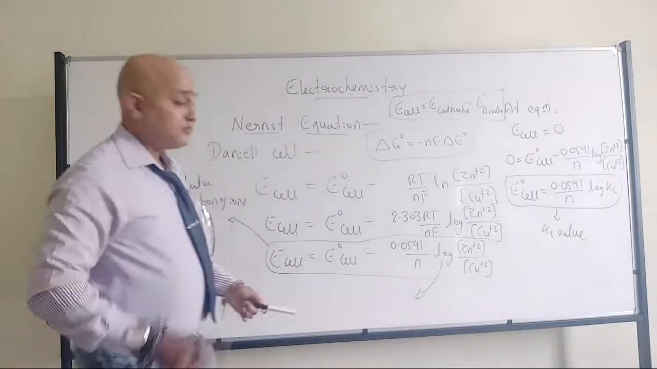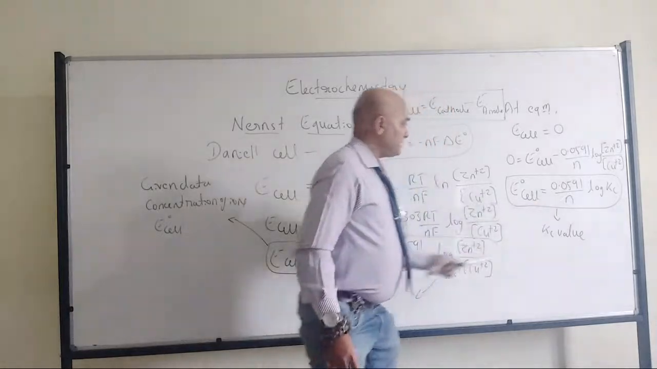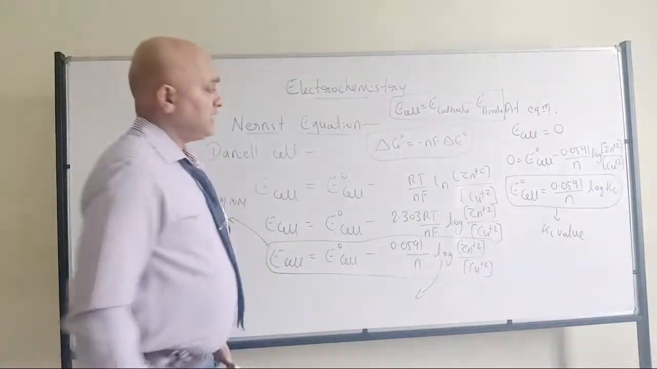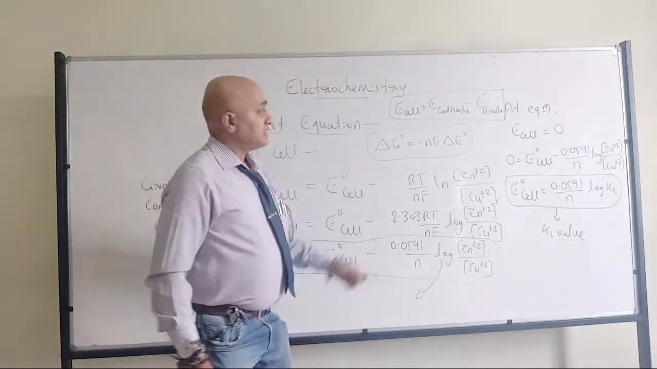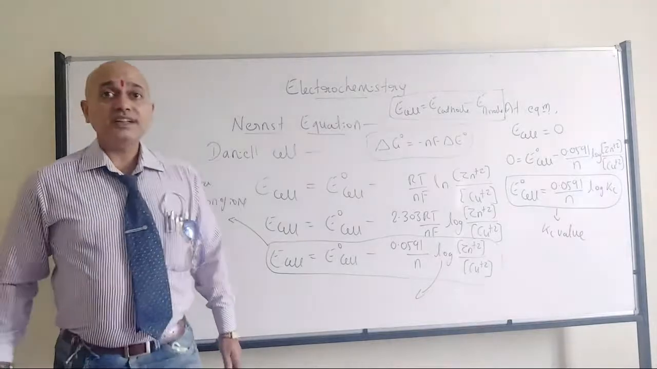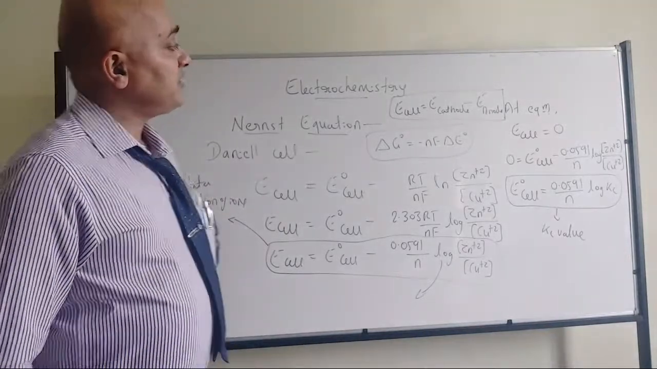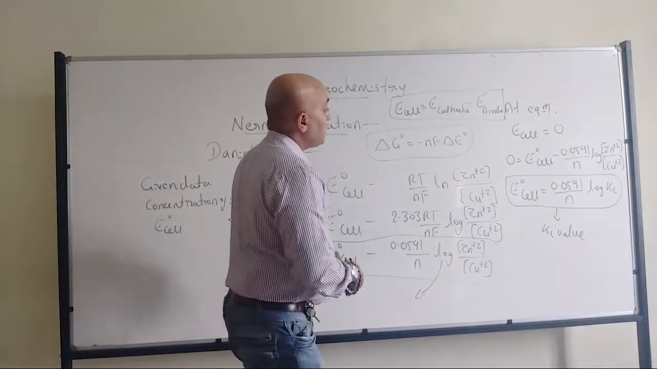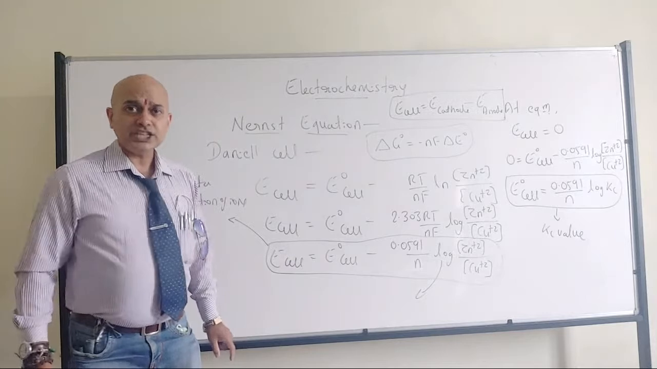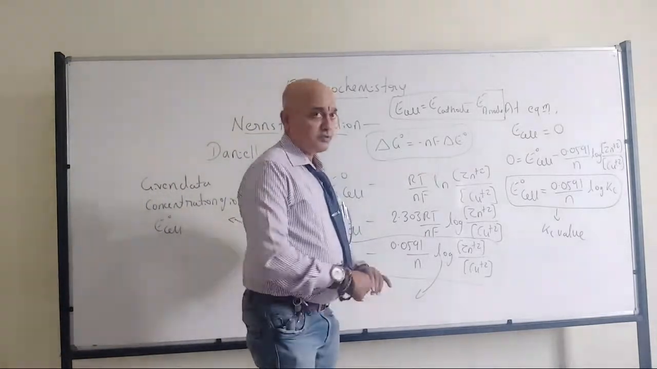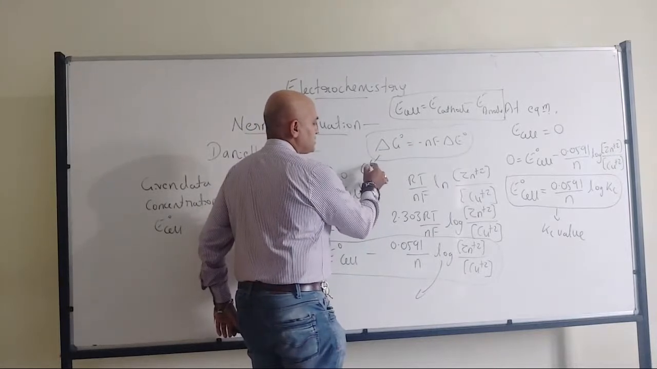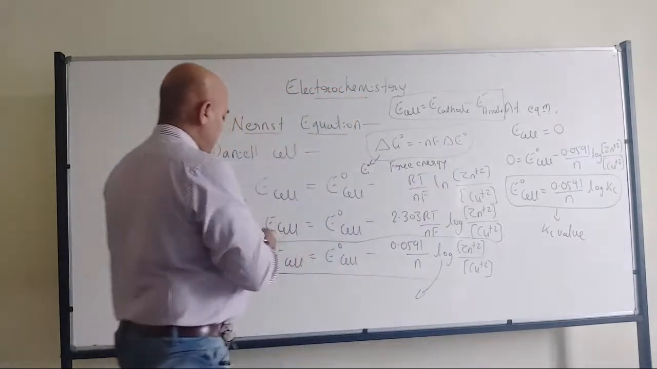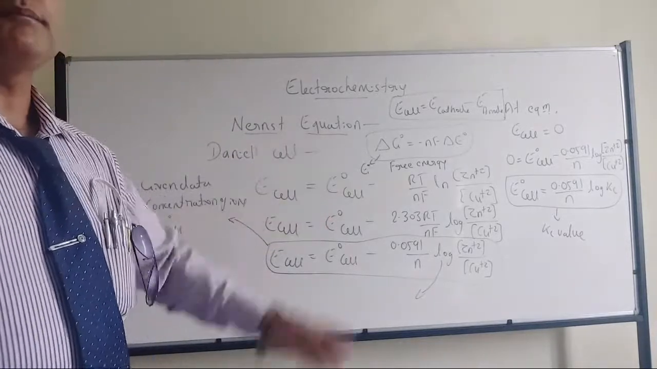But you should know every time what n is. They will not provide that. You should find out the number of electrons involved in the process. Then only can you answer. Finally, we have another equation, delta G naught is equal to minus nF delta E naught. This equation can be applied when they have given the standard redox potential and the n value, and they have asked to calculate the Gibbs free energy. Then you can apply this equation. So depending on the situation, you should apply the equations.